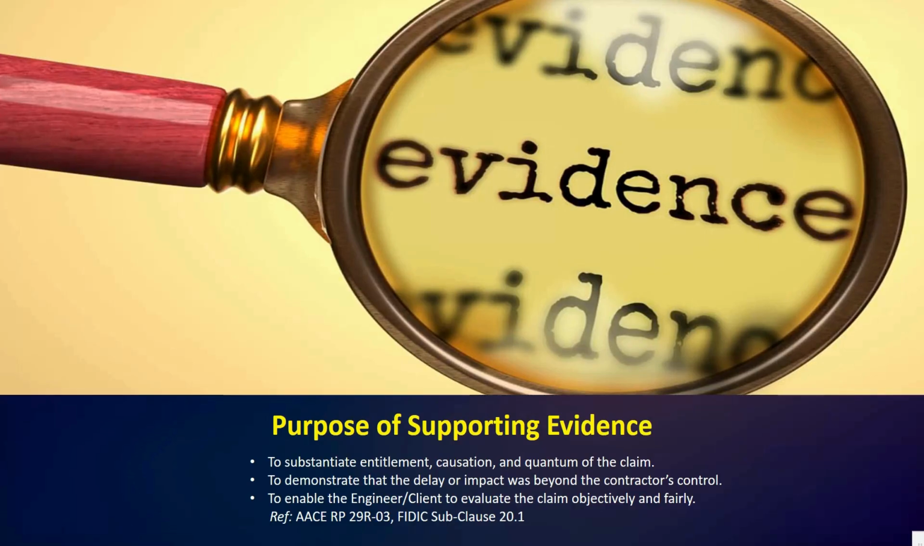The main purpose of supporting evidence is to prove your entitlement. It helps to show what happened, why it happened, and how it affected the project. So supporting evidence has three main goals. First one is to prove your entitlement, then to show the causation, and third, you can say, to justify the quantum. This evidence allows the engineer or client to review your claim fairly and objectively.